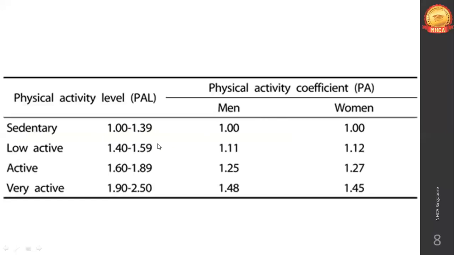So the physical activity level given here is slightly different from the ones given in your textbook, but both can be used. So the sedentary lifestyle PAL is from 1 to 1.39, which is almost equal to 1.40, which is given in your textbook. If you are dealing with an Indian client, please go by the ICMR. ICMR 2020, the column that is given on table 7.6.